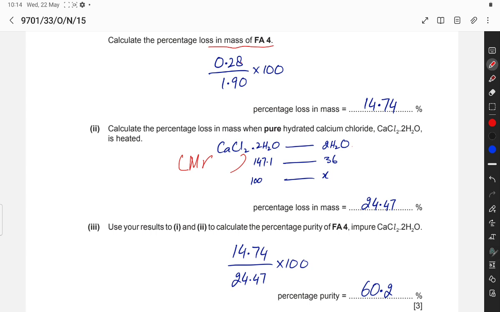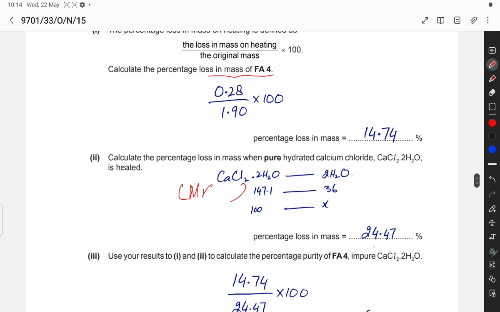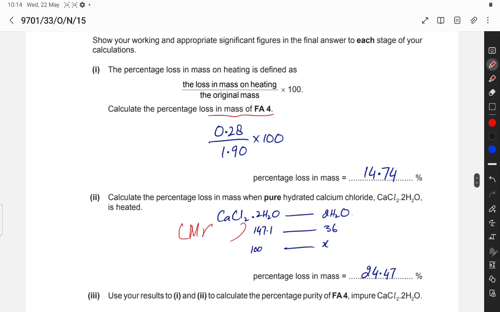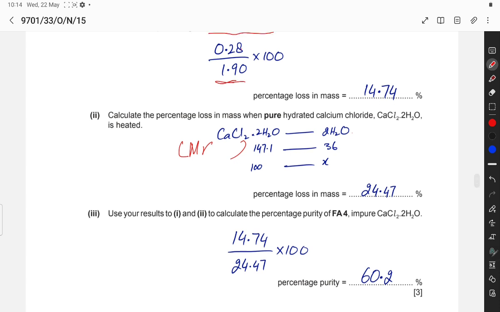This is how to calculate the percentage loss in mass, 24.47% hypothetically. So this is the exact value, the 100% 24.47 in this experiment, but this is what we have done in the above steps, the loss in mass on heating, that is 0.28, and the original mass, that is 1.90 we were using. So this is the theoretical loss in mass, and this is the experimental loss in mass.